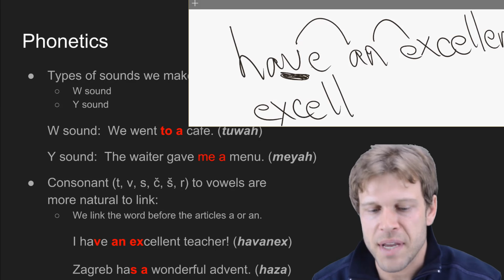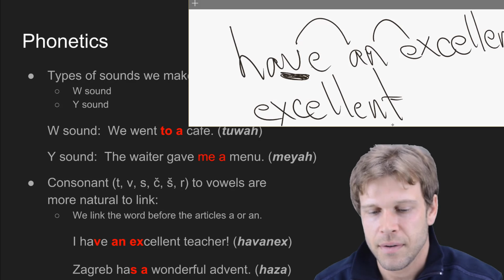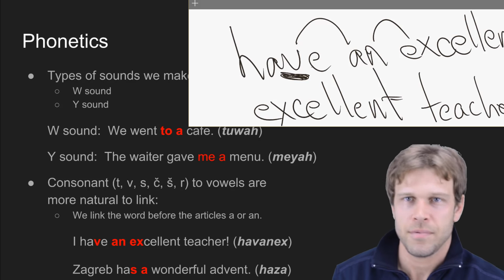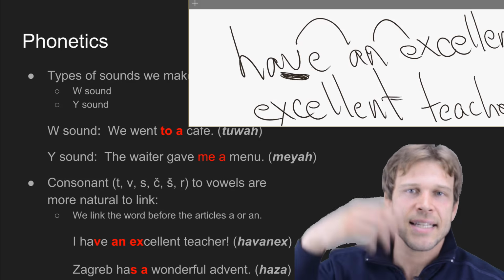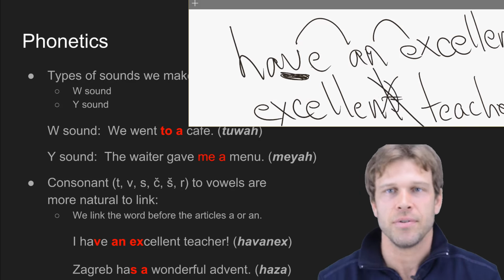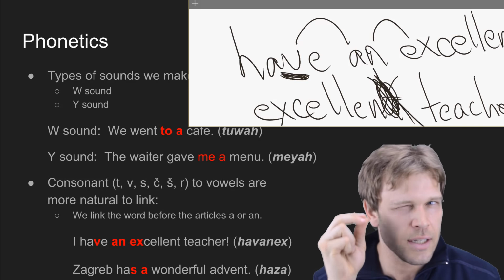Okay, another thing, it's kind of off topic, but if we have one word like excellent, and then another word beginning with a T, the same consonant, okay, we omit one of the T's. An excellent teacher. We don't say this T. An excellent teacher. An excellent teacher. I have an excellent teacher. Say this. I have an excellent teacher.